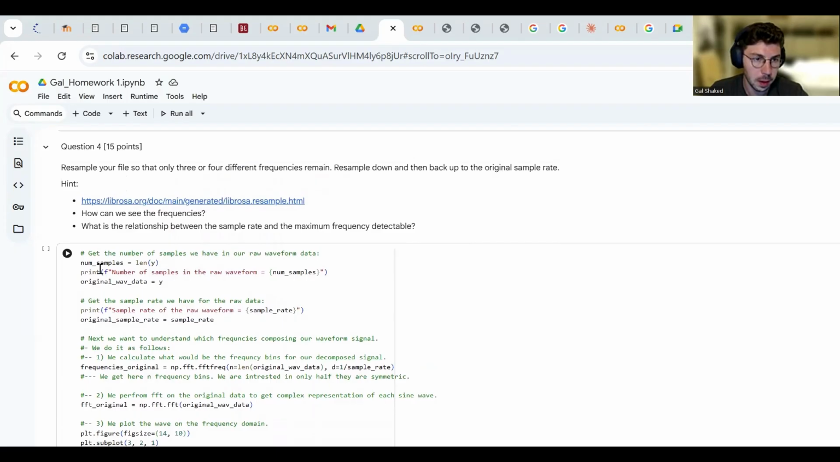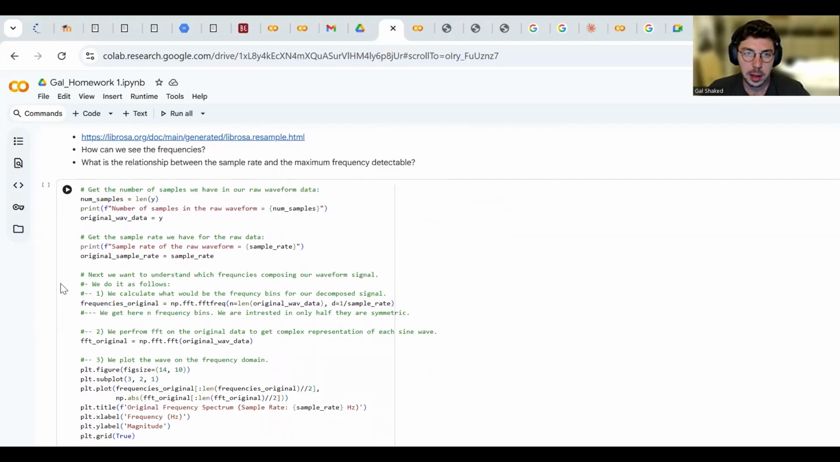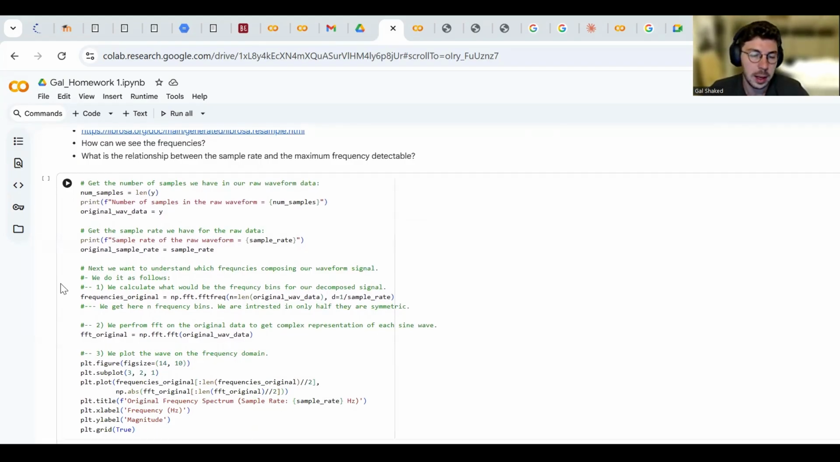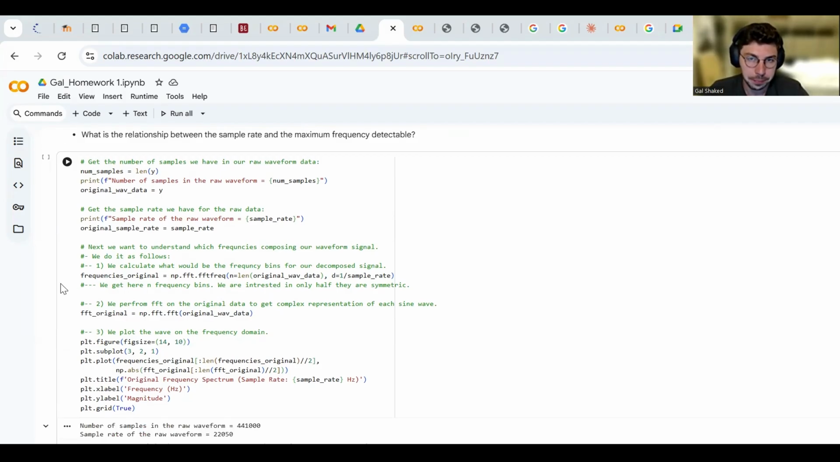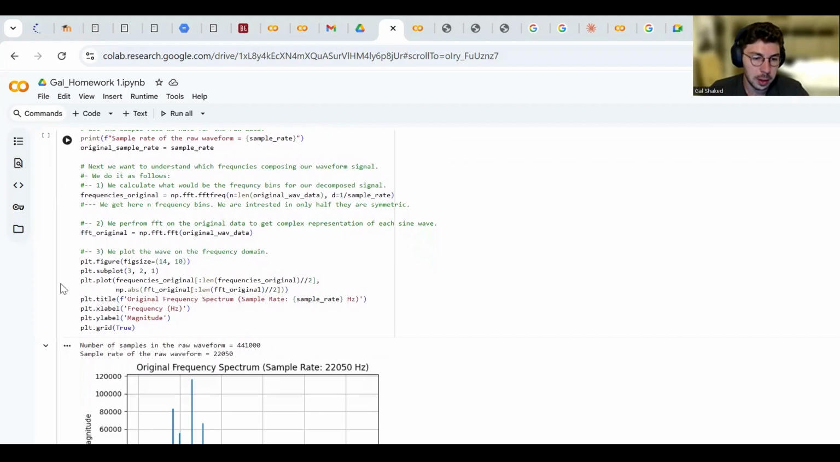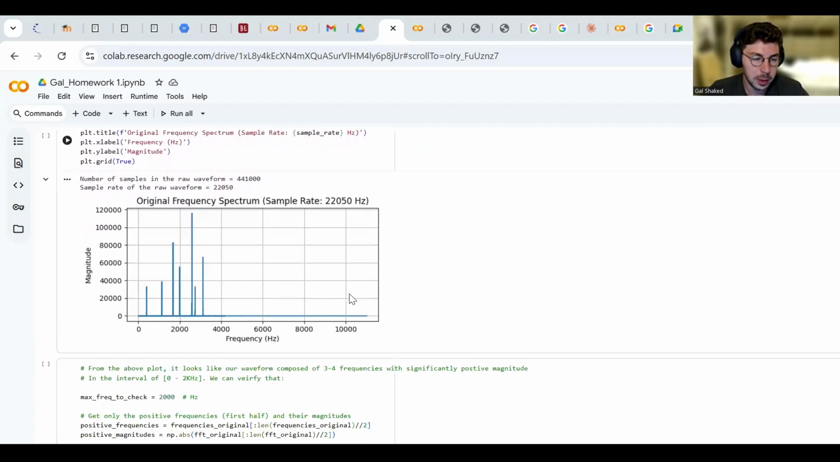Okay, so in question 4, we were asked to downsample or to resample our original waveform in order to have only 4 frequencies. We recall from the lecture that we learned the theorem that tells us that for this frequency we need twice the sample rate. So what we did is plot the frequency domain across all the waveform, and we could observe that up until 2000 hertz, we have 4 frequencies which are quite significant by their magnitude.